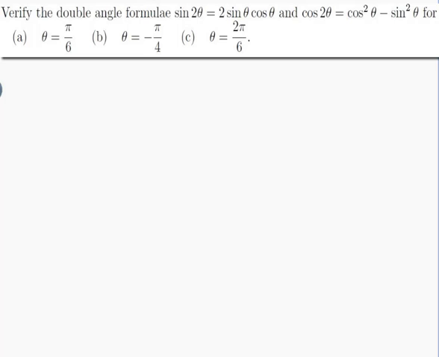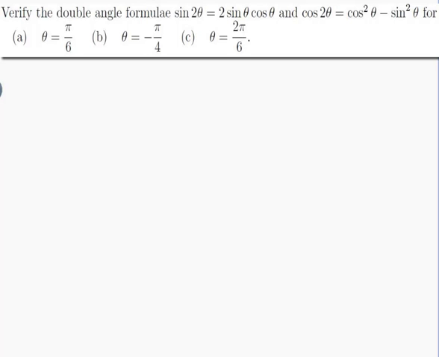The question is, verify the double angle formulae sine 2 theta equals 2 sine theta cos theta and cos 2 theta equals cos squared theta minus sine squared theta for A, theta equals pi on 6, B, theta equals minus pi on 4, and C, theta equals 2 pi on 3. Now that word verify means to check. So for each formula, we need to sub the value of theta into both sides separately and see if they turn out to be the same.